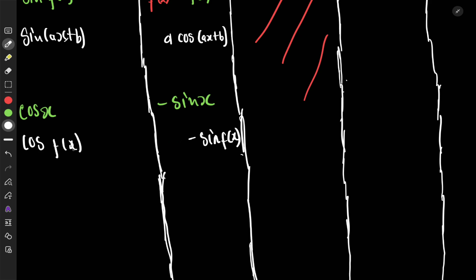Then you multiply by the derivative, which is f dash x. So the negative can come out: negative f dash x sine f of x, okay? Because you now multiply by the derivative of the inside.